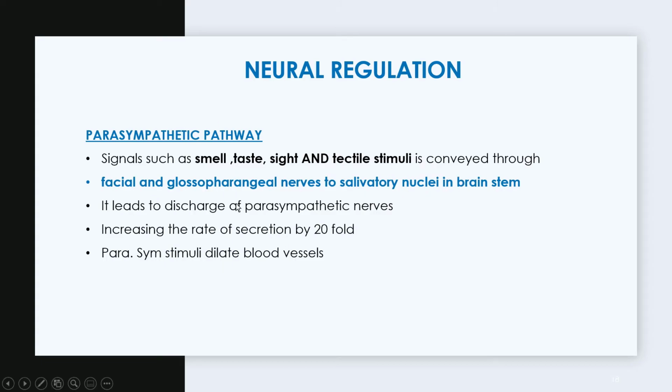So facial nerves and glossopharyngeal nerves, as well as the vagus nerve, are contributing to the salivatory nuclei in the brainstem. It leads to the discharge of the parasympathetic nerves, increasing the rate of secretion by 20 folds. Parasympathetic stimulation dilates the blood vessels. So the main contributing neural regulation is from the parasympathetic, particularly the facial and glossopharyngeal nerves. And you have to remember the salivatory nuclei are present in the brainstem.